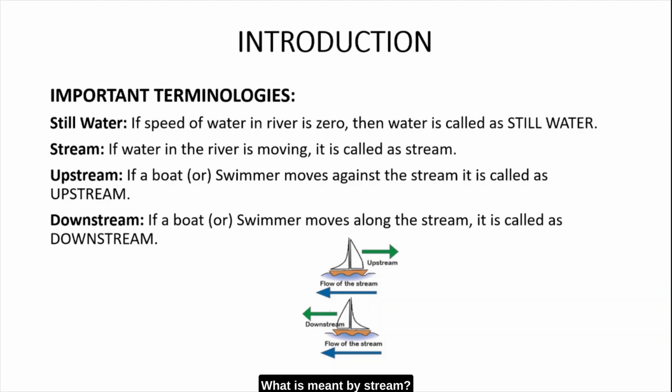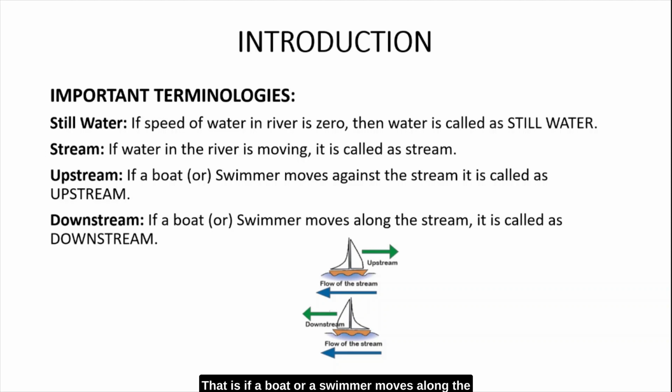What is meant by stream? If the water in the river is flowing in any direction, the water will be referred to as stream. So, if the water in the river keeps on moving, then it will be referred to as stream. This stream, depending upon the direction, gets classified into two types, namely upstream and downstream.